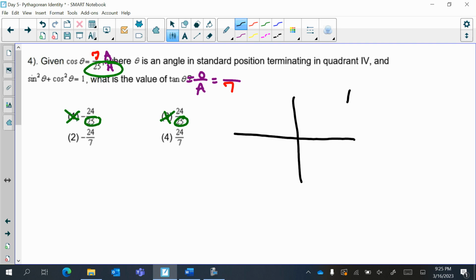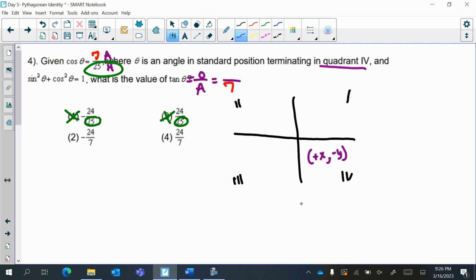You have your quadrants 1, 2, 3, and 4. They're telling us we're specifically in the 4th quadrant. You have a positive x, and you have a negative y. Positive because you're on the right side, negative because you're below the x-axis. Those are negative y values down below. And that's why cosine is positive 7 over 25, because in the 4th quadrant, x is positive.